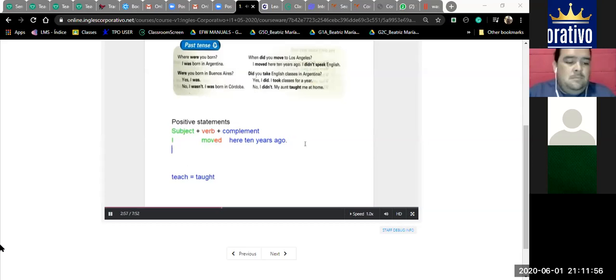I also want to write down another quick example here. So I'm going to say I took English classes for a year. And then once again, what I want you to notice is what happens at the bottom. I want you to notice that we have a subject, and I color that in green. And then we have some sort of verb, and then that is going to be colored in red. And then the complement, as you can see, English classes for a year.